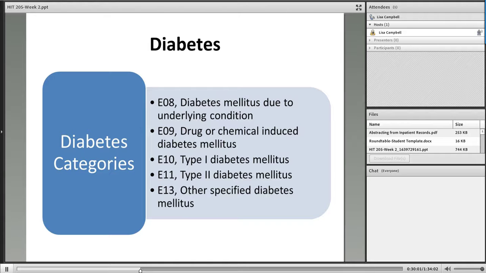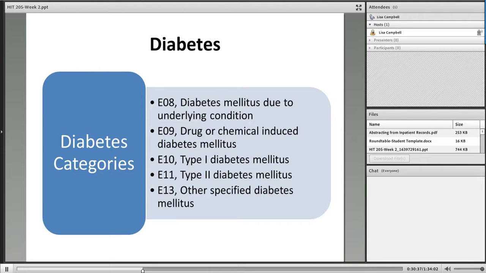So, for example, if you go to main term diabetes, you'll see the default code is E11.9, which is type 2 diabetes. Type 2 is the default when the doctor doesn't state what type of diabetes they have. Then you'll notice under diabetes, you have "with." These are the different types of manifestations the patient can have. And you'll notice all of these codes start with E11.